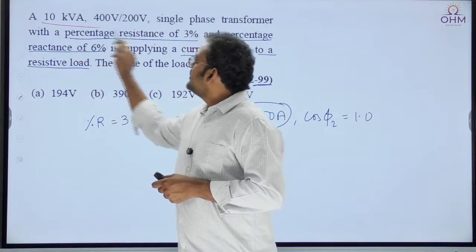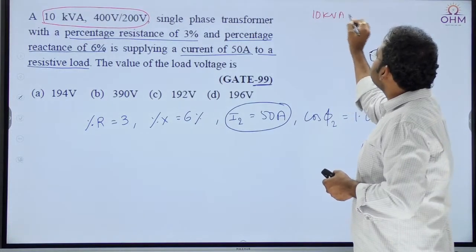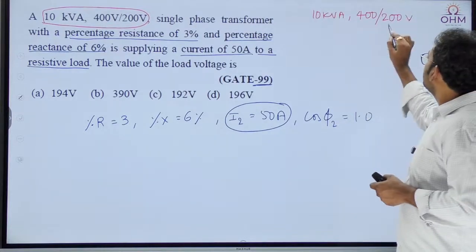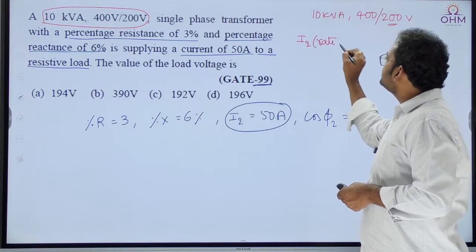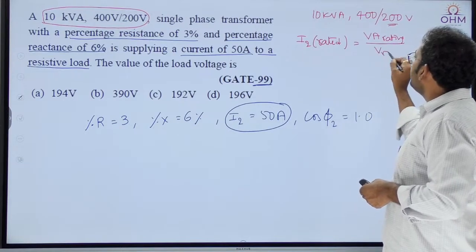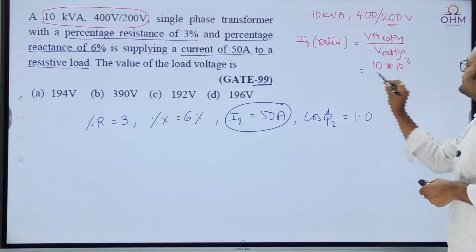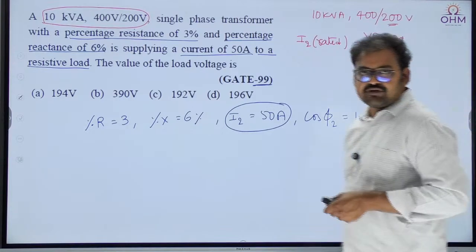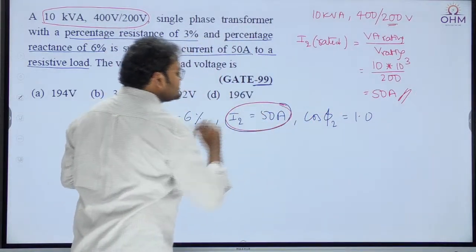First of all, look at the rating of the transformer. Yes, it was 10 kVA 400 by 200 volt. Who is the secondary? Obviously 200, secondary side voltage. Therefore, calculate secondary side rated current. Always remember, rated current is equal to VA rating by voltage rating. So, VA rating was 10 kVA, that is 10 into 10 power 3 by voltage 200. Therefore, rated current was 50 ampere. Rated current was 50 ampere, but right now the load current is also 50 ampere.